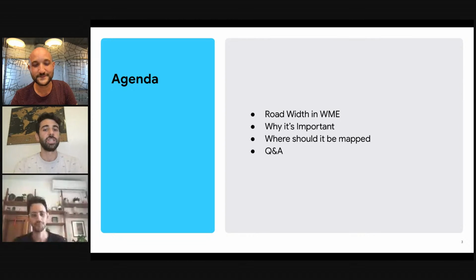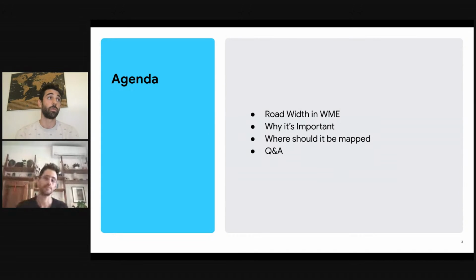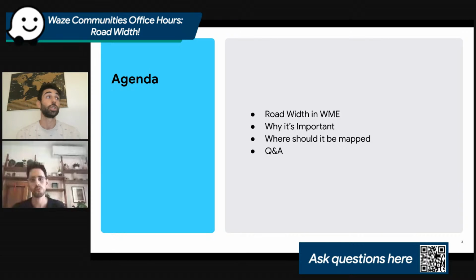So let's look at the agenda and let's see what we will be talking about today. So, of course, road width in WME. How does it look? Why is this really important for our end users? Where should we map it and how to map it? And of course, as said by Brett, we'll have plenty of time to go through your questions and hopefully answer them.